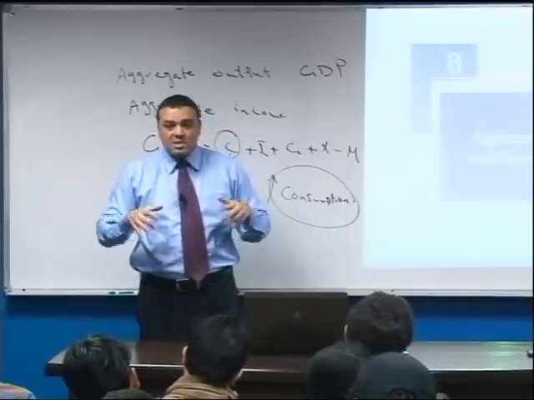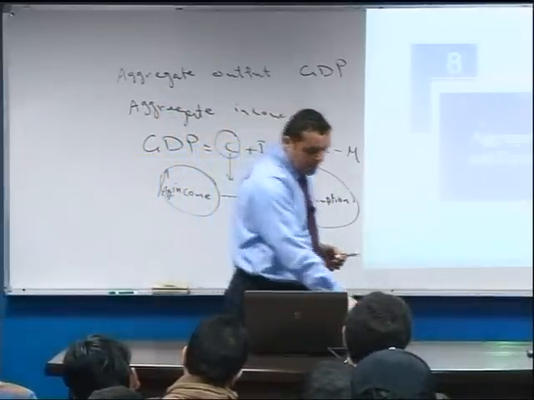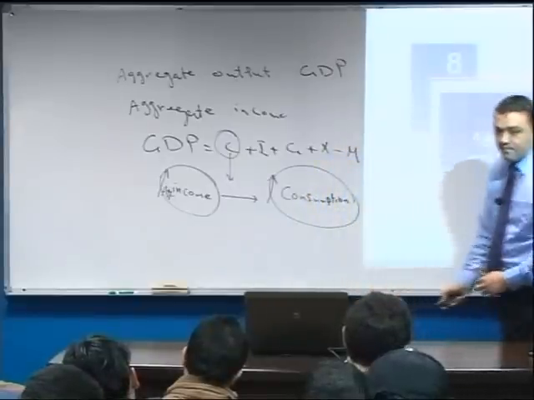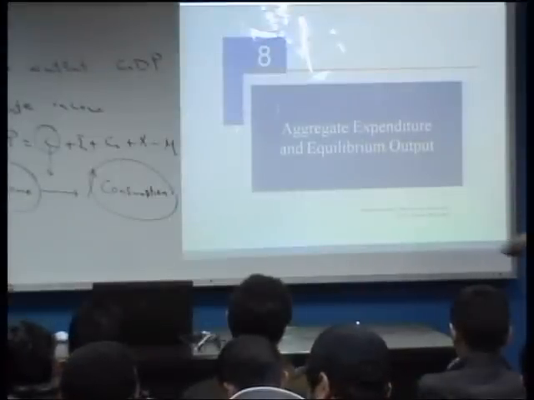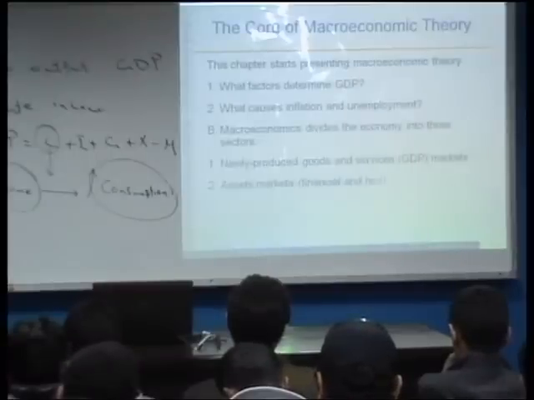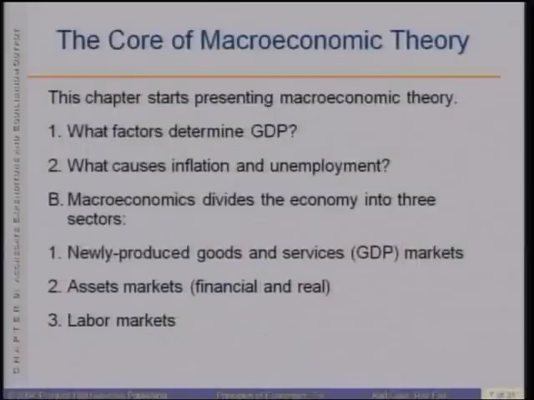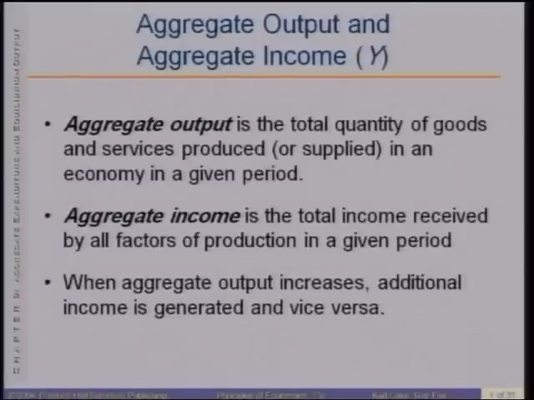So let's begin with the different ideas in the chapter. You will see lots of analysis, diagrams, and mathematical exercises. As you see in this chapter, we will present what factors determine GDP, what causes inflation, unemployment, and the three market arenas. This is the aggregate output.